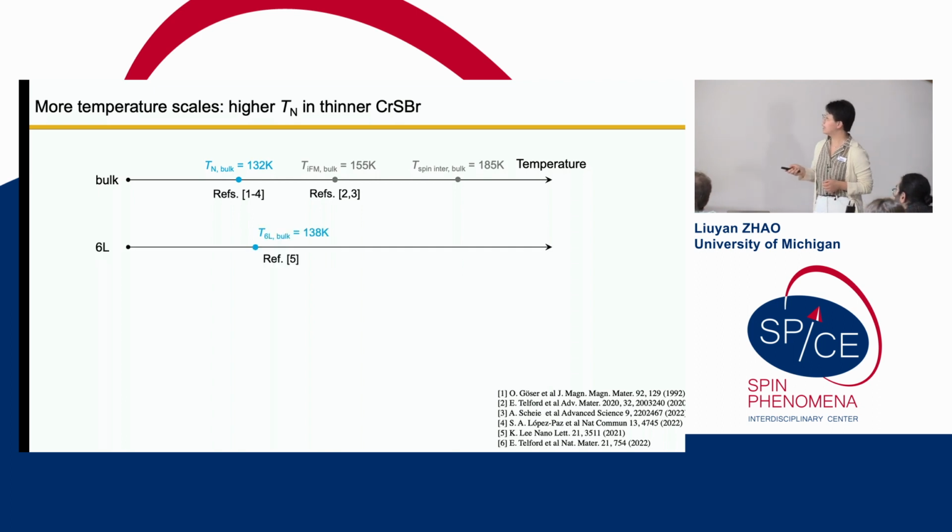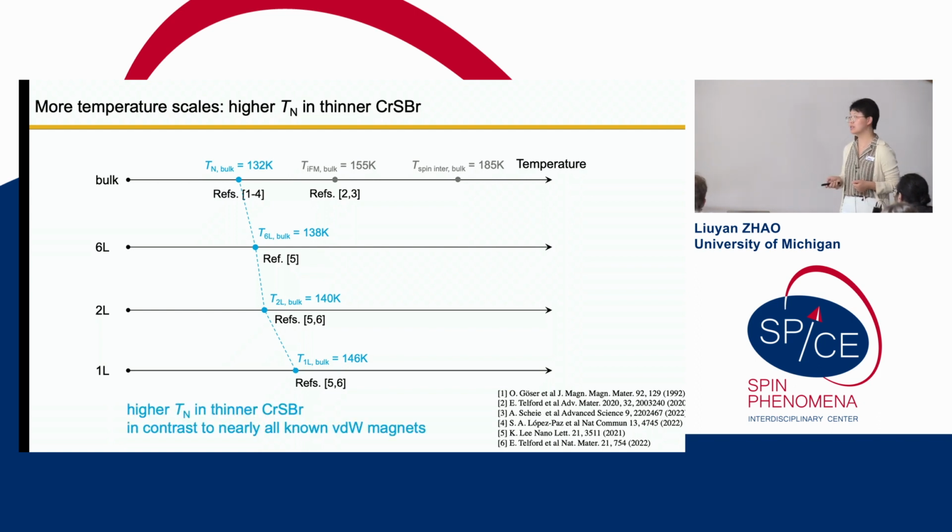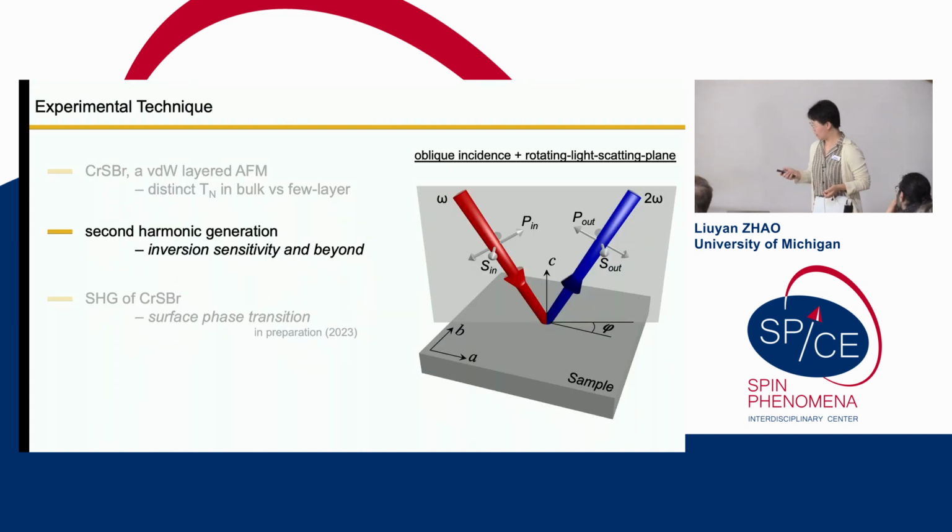The Columbia group did a measurement for six layers using second harmonic generation. They see an onset around 138 Kelvin for the Néel order. They also have a result for the bilayer, where the onset temperature is 140 Kelvin, also from SHG measurement. Furthermore, down to one layer, they see an even higher onset temperature, 146 Kelvin. So the trend is clear: once you thin down, the temperature increases, which is counterintuitive and not present in many other 2D magnets. The usual case is that when you thin down, the temperature goes down. Okay, so our technique.